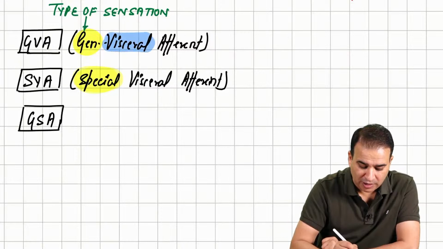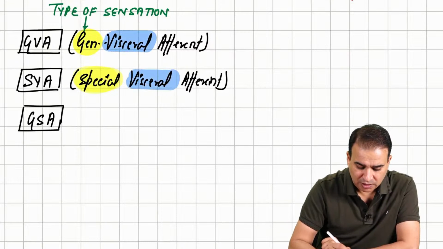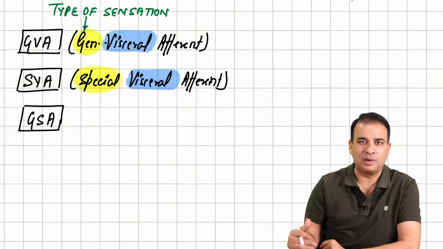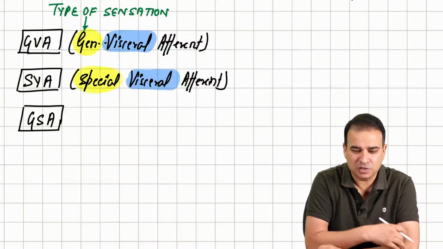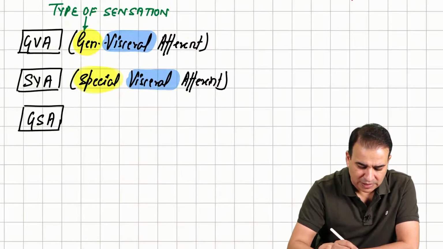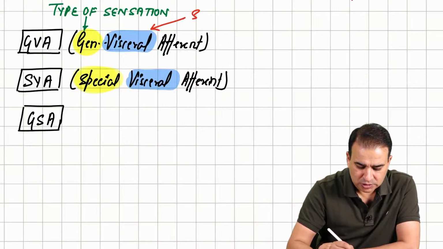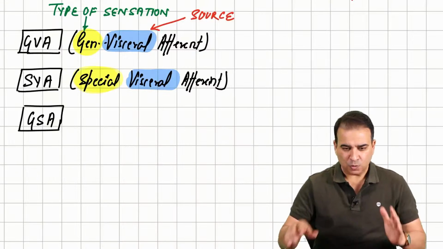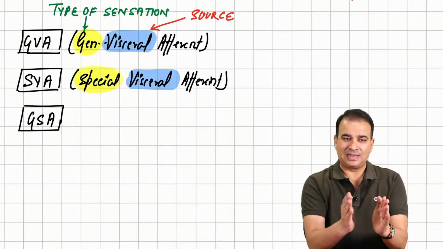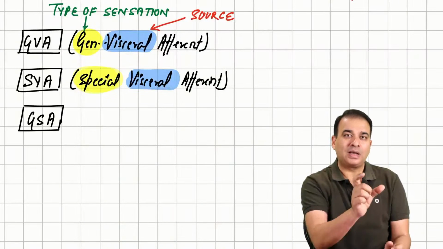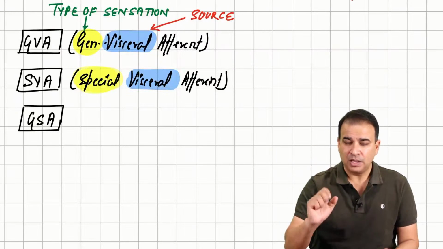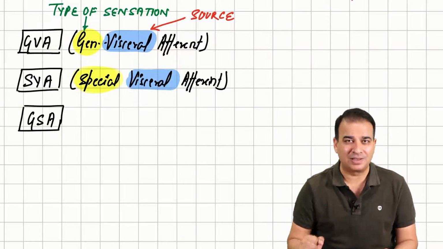Again, for the second word there are two possibilities: either visceral or somatic. The second word tells you about the source. So whenever you're looking at an afferent column, the first word tells you what type of sensation you are talking about, and the second word tells you where the sensation is coming from. Is it coming from a viscera or from a somatic structure?